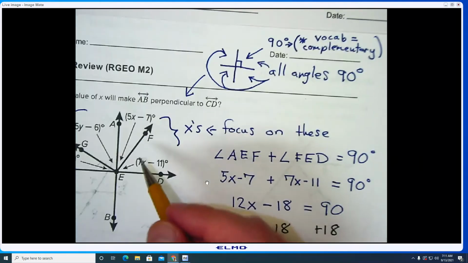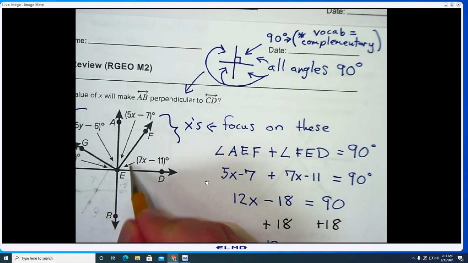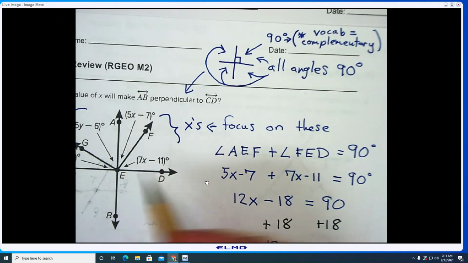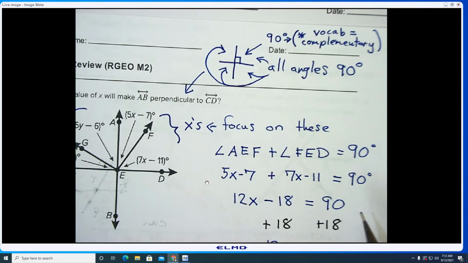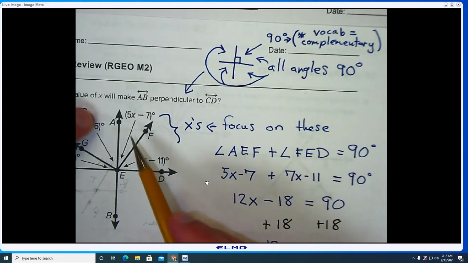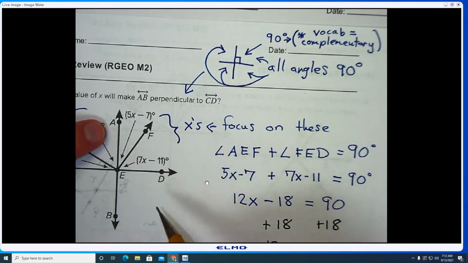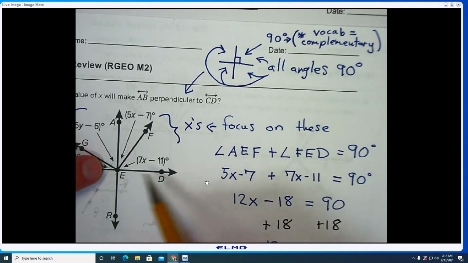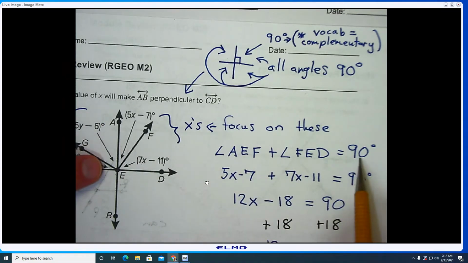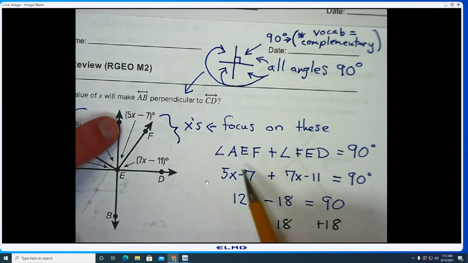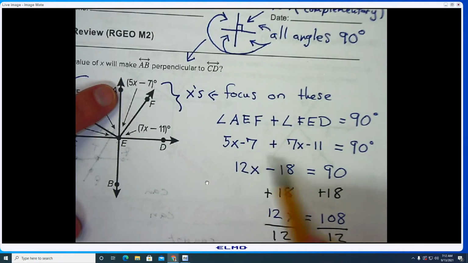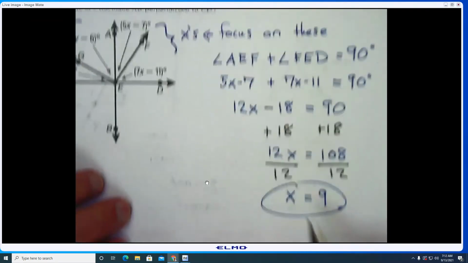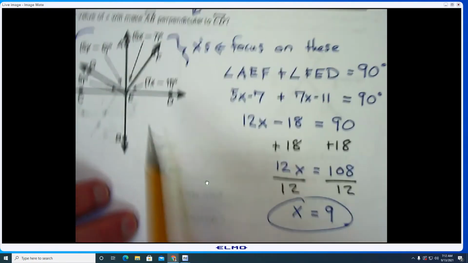Okay? So basically, that means that this corner right here has to add up to be 90 degrees. These pieces, these angles, have to add up to 90 degrees. So angle AEF and angle FED, these two angles add up to 90. And that's the complementary idea, is when they add up to be 90. So I go ahead and plug in their pieces. They're equal to. Combine like terms. And I got x equals 9. That's all they wanted.